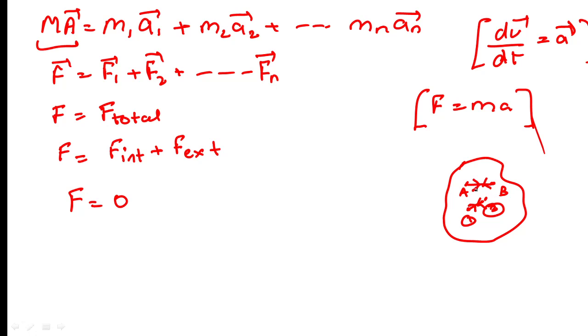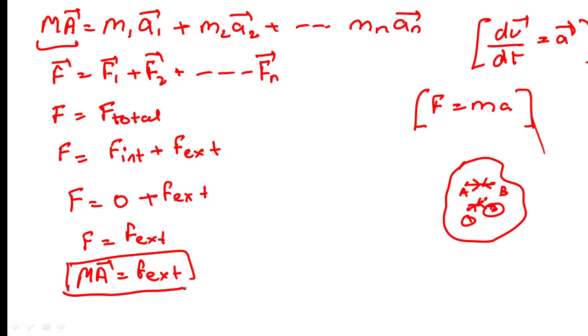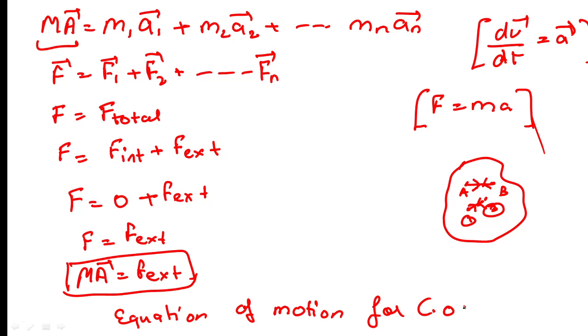If these are particles A and B, then A exerts some force on B and B also exerts some force on A, so the internal force becomes 0. So the value of the total force equals F external, or we can write M A equals F external. So this is the equation of motion for center of mass.